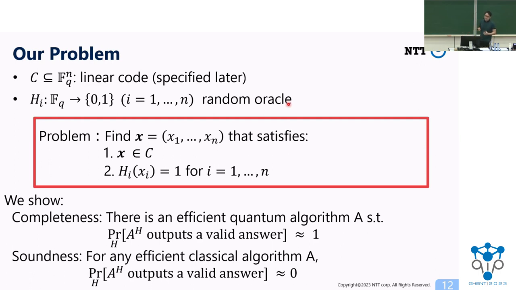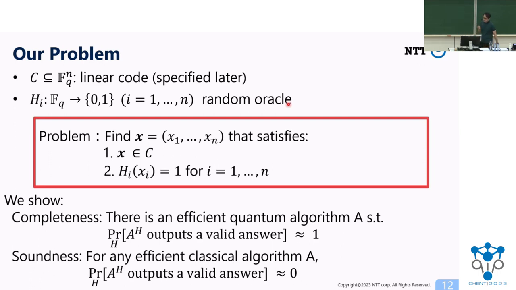The problem is to find a vector x that satisfies the following two conditions simultaneously. First, it should belong to C, the linear code. And second, h_i of x_i equals 1 for each i from 1 to n. Recall that h_i has a 1-bit output, so the output should be 0 or 1, but the second condition requires that it should be all 1. And we have to show two properties. The completeness means that we have an efficient quantum algorithm that solves this problem with probability almost equal to 1. And as soundness, we have to show that any efficient classical algorithm A outputs a valid answer with probability almost equal to 0.